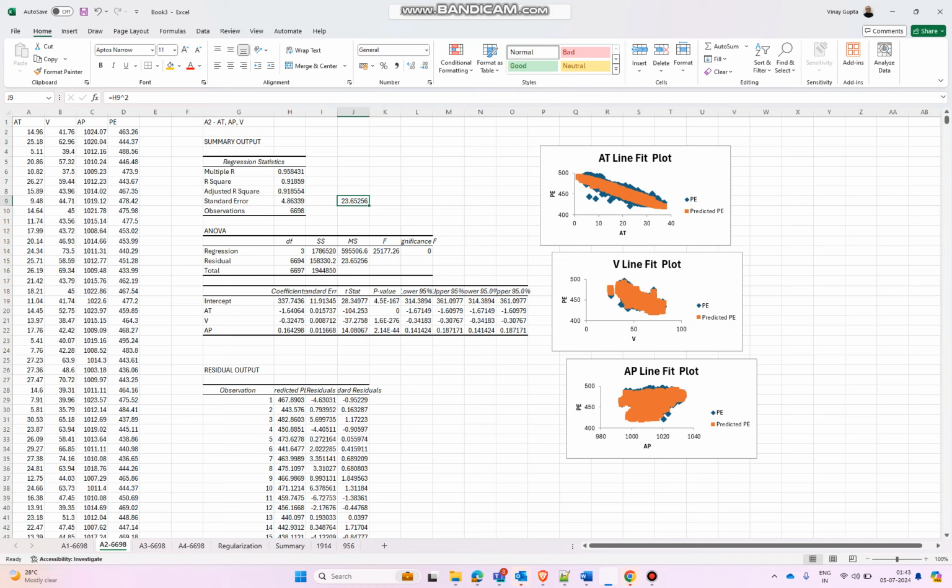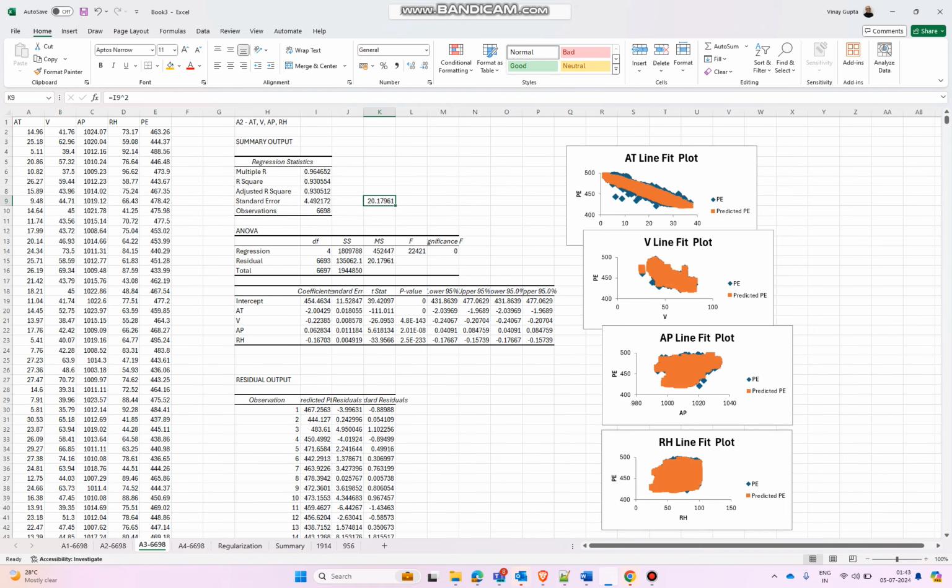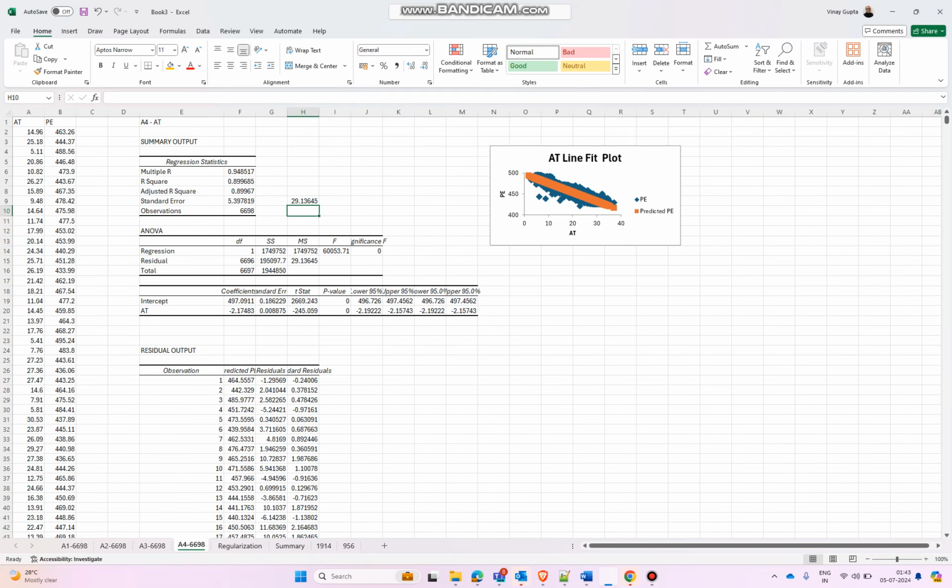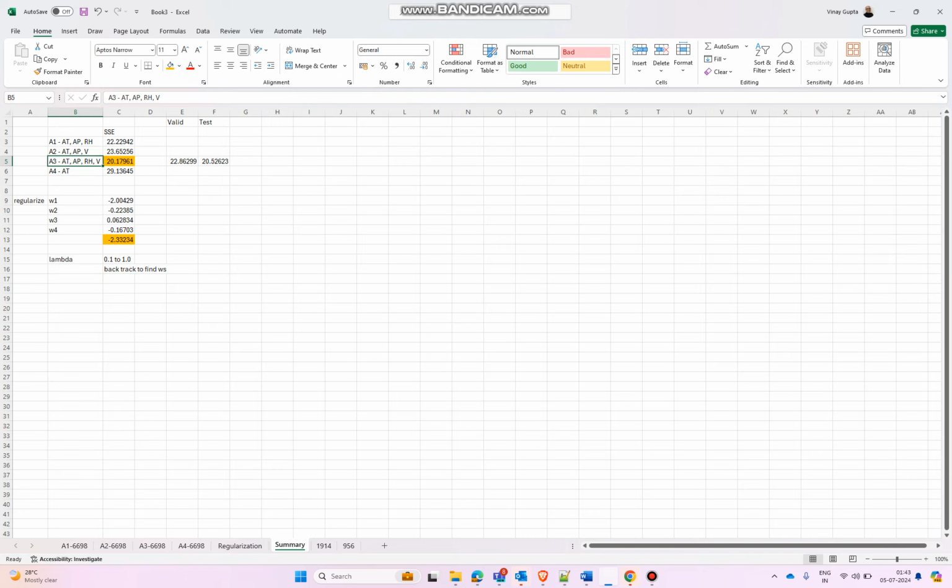Similarly, for algorithm 2 it is 223.65, algorithm 3 is 20.17, and algorithm 4 is 29.13645. So we can see clearly algorithm 3 with all the variables has the best SSE. I've copied all the SSEs here. A3 is the best SSE. Then I ran the same model on the validation set to come up with an SSE or cost figure of 22.86, and a test figure of 20.52. So they're almost similar, it validates nicely and comes out very nicely.